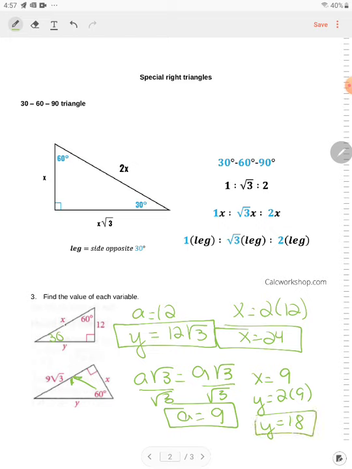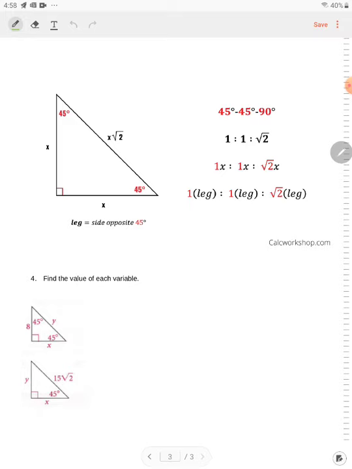And if I do a squared plus b squared equals c squared, so this one here, if we do 9 square root of 3 times 9 square root of 3, we get 243 plus 81, 9 squared, is 324. If you do the square root of 324, you get 18. Or you could check it by going 18 times 18.